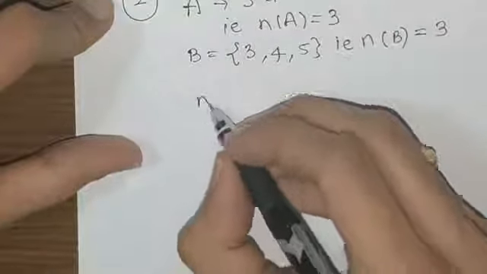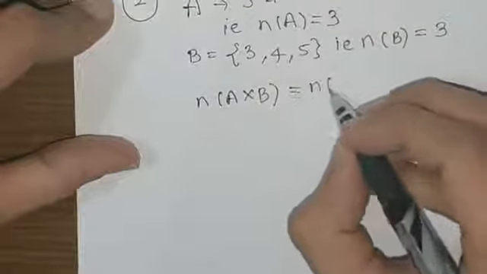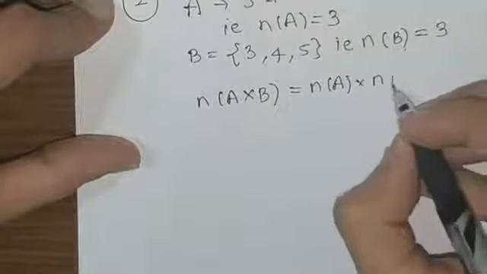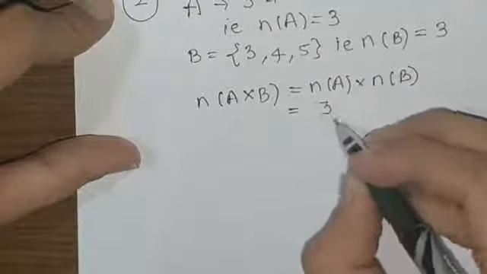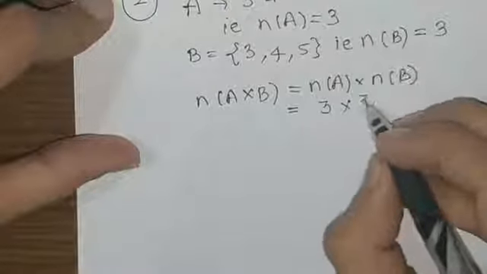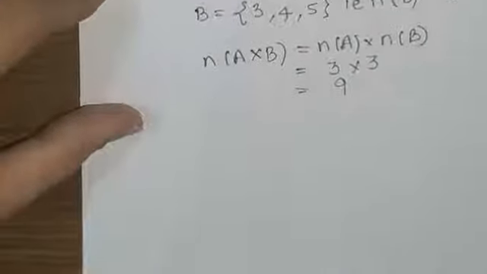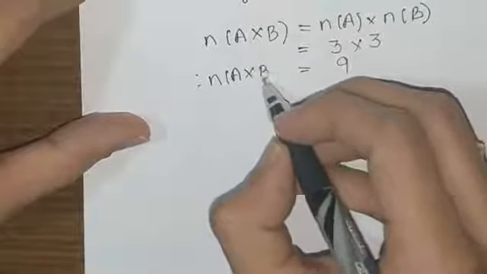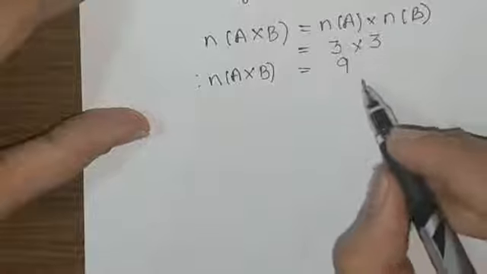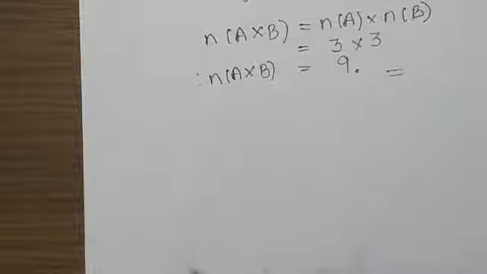Now you know that the number of elements in A cross B is equal to the number of elements in A multiplied by the number of elements in B. So n(A), which is 3, multiplied by n(B), which is 3, will give you 9. Therefore, the number of elements in A cross B is equal to 9. That was the second problem. Now let us go to the third problem.